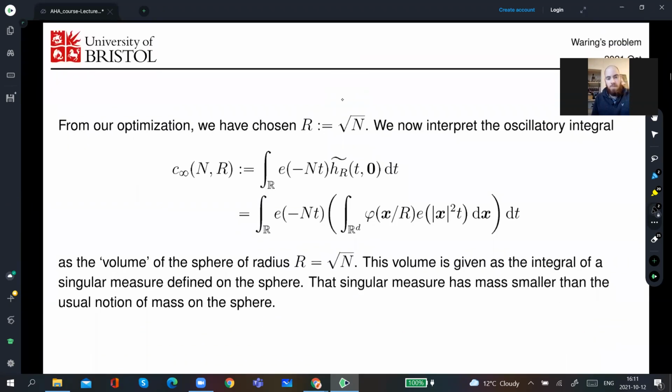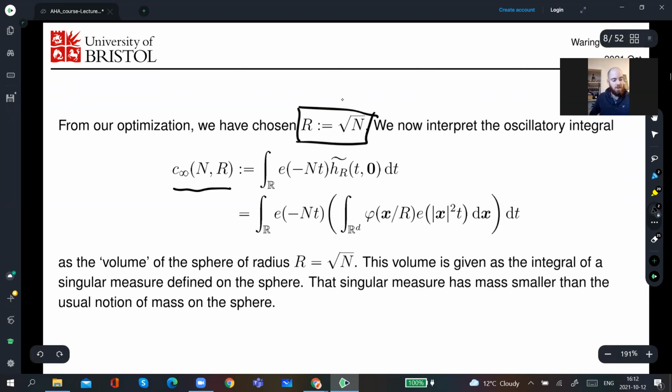We were optimizing the error terms before, and in our optimization, we had 2 parameters at play. We had the big N that we're trying to represent as a sum of squares, and then we had this other parameter R, which is measuring the width of the truncation of the exponential sum that came into the delta, into representing the sum of squares. And we found that in our optimization, we should just set R equal to square root of n. And in doing so, we popped out the following oscillatory integral, c infinity n of R, which was part of the main term.